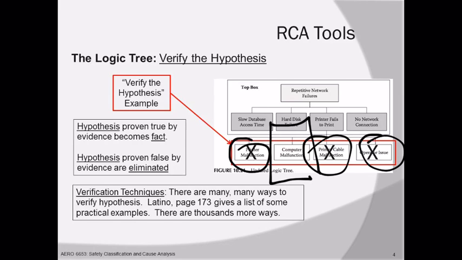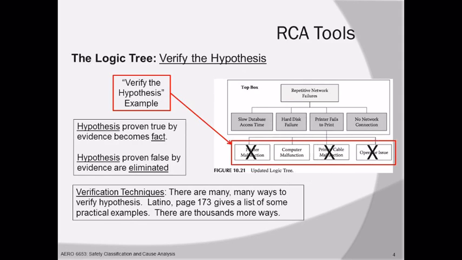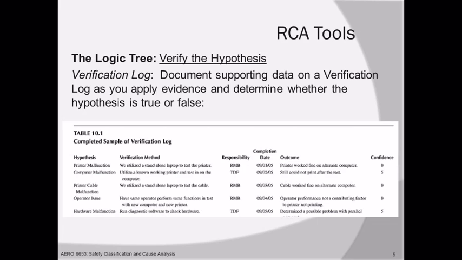And I guess we like that too, because it makes for less work as we go down through the logic tree. As we verify the hypothesis, we must keep track of how we conduct that verification. Who did it? When it was done? And the outcome. Was it proven or disproven? One way to do that is with a verification log, similar to this one.